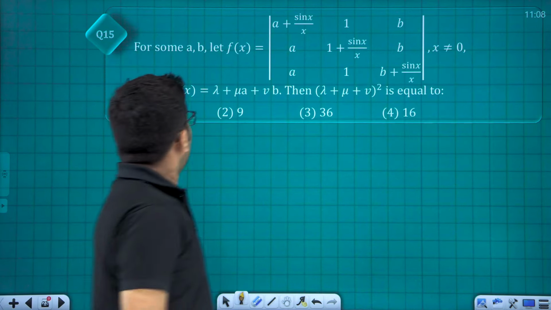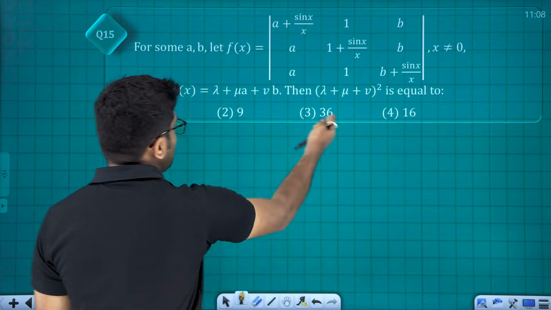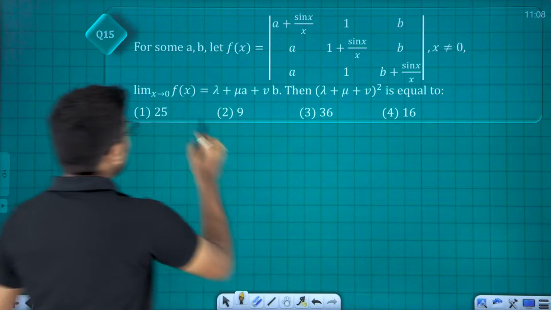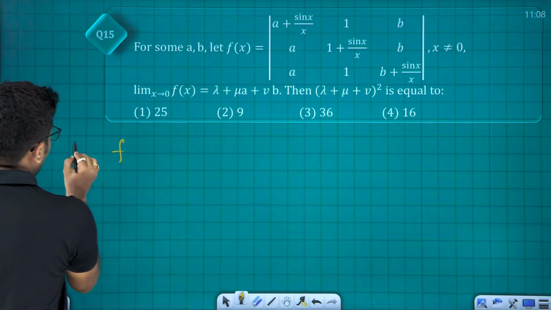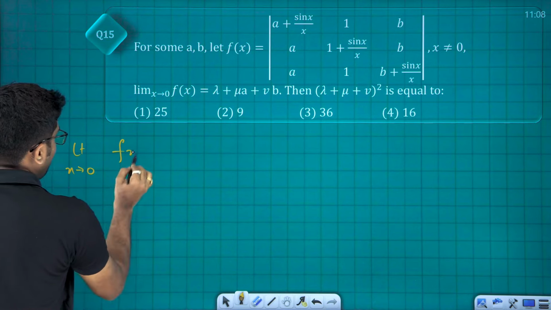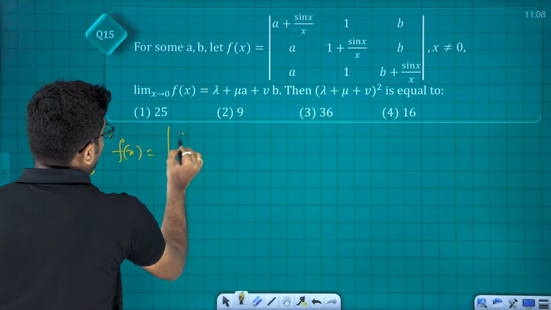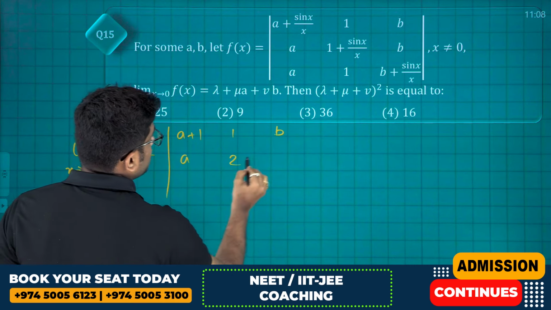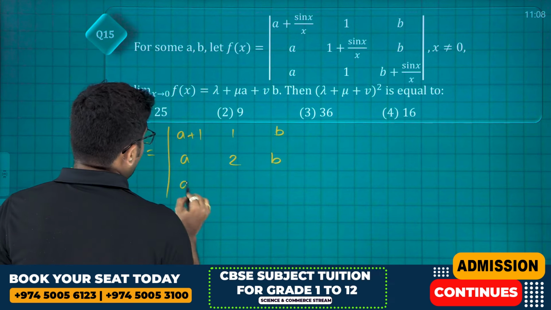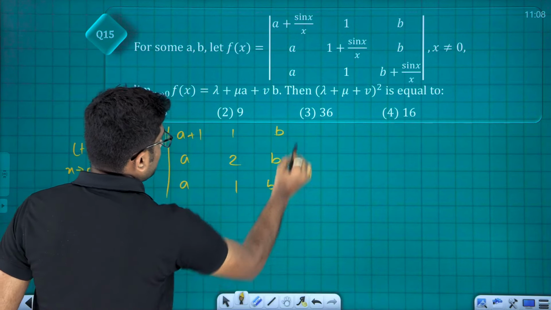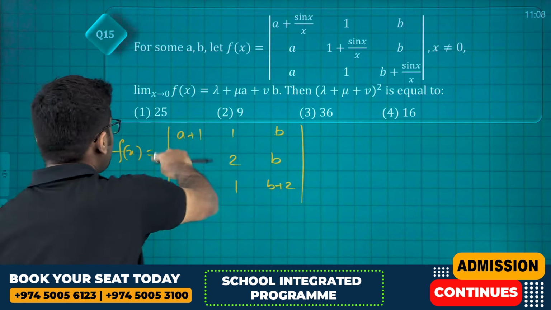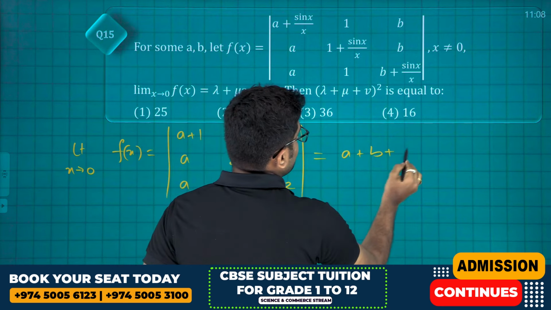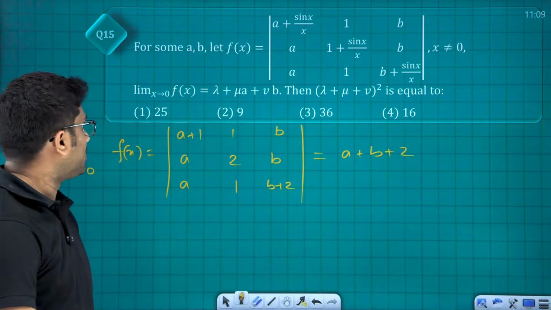Next one. Limit x tends to 0. See friends, this is a direct question actually. What is limit x tends to 0 of sin x by x, which is 1. Therefore, limit x tends to 0 of f of x is nothing but a plus 1, 1, b, a, 1 plus 1, which is 2, b, a, 1, b plus 2. That's it now. So if we expand this, we will get a plus b plus 2, friends.